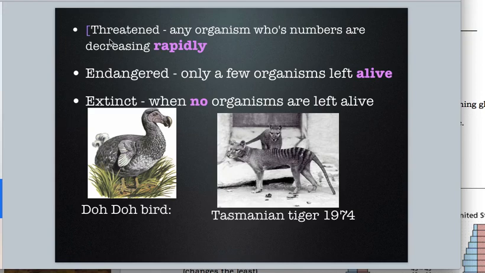We do have threatened organisms or populations, or any organism whose numbers are decreasing rapidly. So river otters are endangered. Ospreys are endangered, which is a bird of prey here in the Sound. So that's the numbers are dying very quickly. Endangered means there's only a few left alive. Extinct, of course, is when no organisms are left alive.